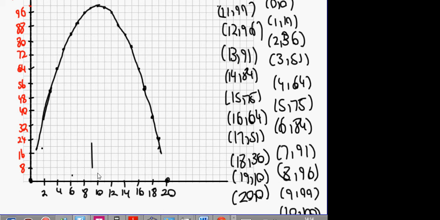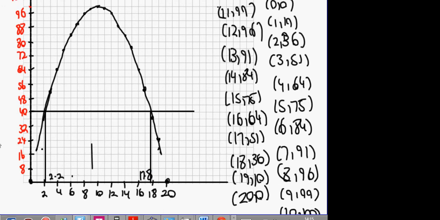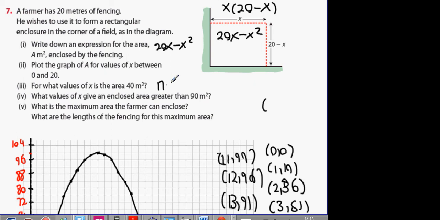Okay, so let's try this again. So when it's less than 40, okay? So draw a line across 40, head down. Say about 2.2. Call it 2.2. And what about the other one? Call it about 3.8. Okay. Or say 17.7, 17.8. Okay, guys. So there's my two answers there. How would you verify those answers? You can put them in and see if they give you the answer of 40.